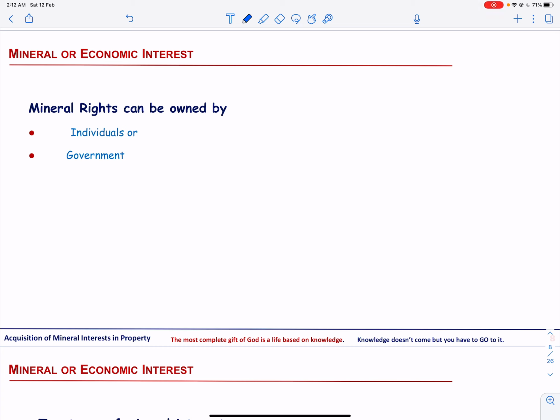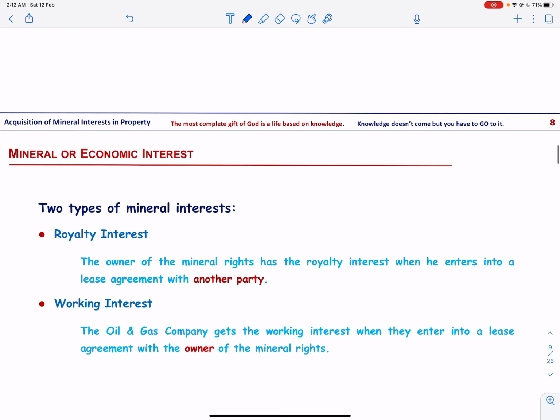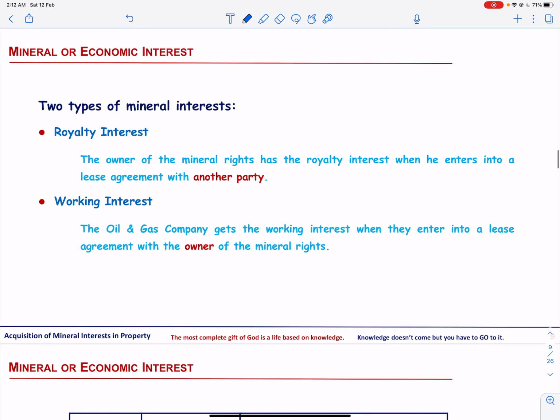Let us now talk about the types of mineral interest. There are two types of mineral interest: royalty interest and working interest. The owner of the mineral rights has the royalty interest when he enters into a lease agreement with another party, the oil exploring company. He receives either a specific portion of the minerals produced or a specified portion of the gross revenue from selling the production.